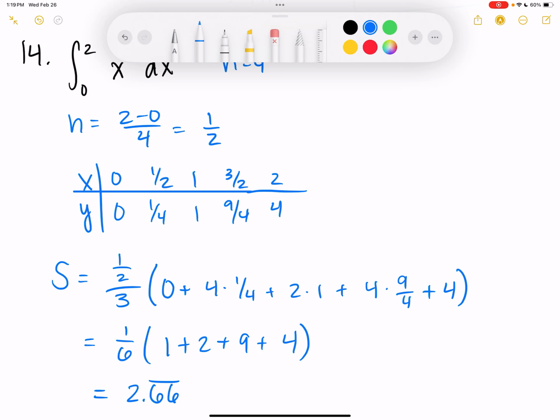So Simpson's can only be used for n even. So if n is odd, like 5, you couldn't use Simpson's rule, because of the way that this has to work, with the numbers alternating in there. That's why it has to be that way. But trapezoidal can be used for any odd or even n.